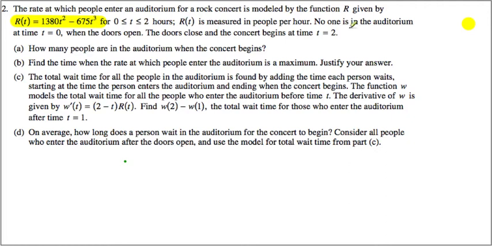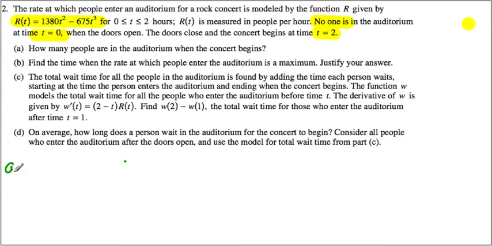Now, no one is in the auditorium at time t equals 0. That can be the initial condition in one way. And the door closes and the concert begins at time t equals 2. Alright, that's another given. So let us look into this and try to answer these questions together.